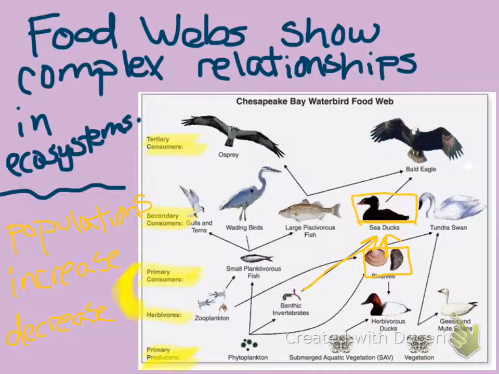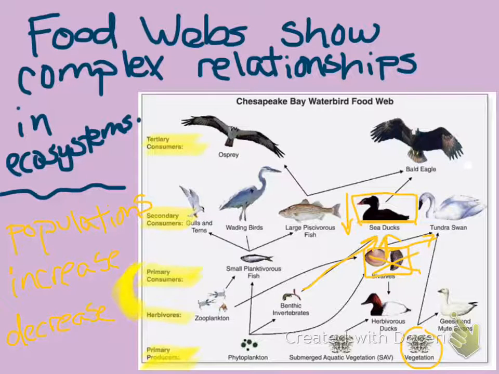So let's look at the bivalves again. What's going to happen to the sea duck population if the bivalves are gone? It's going to decrease, right? What about the tundra swan? Tundra swan gets energy from vegetation, which is plants, and they also get energy from bivalves. So are they going to decrease or increase or stay the same, you think?